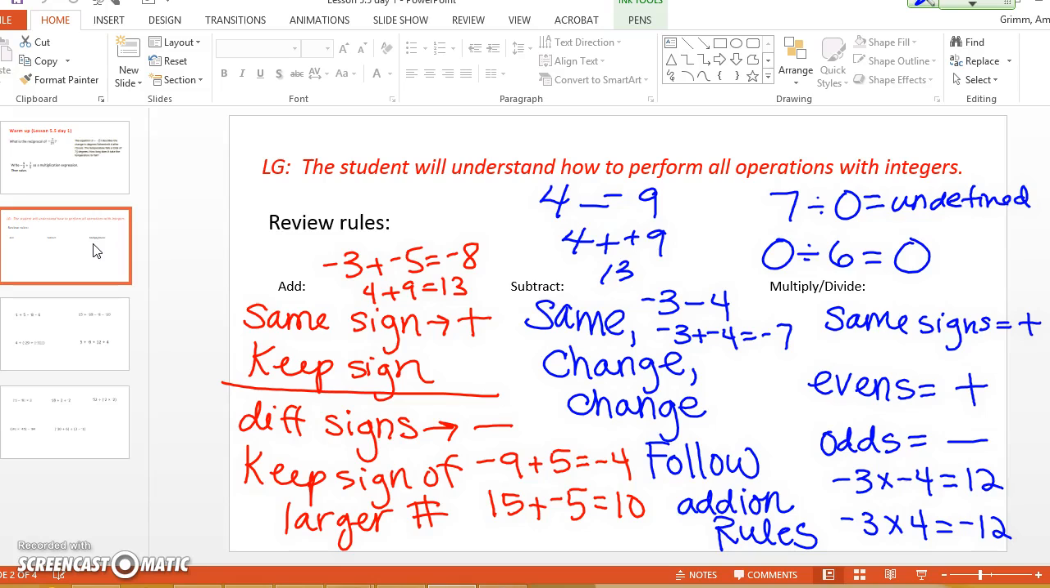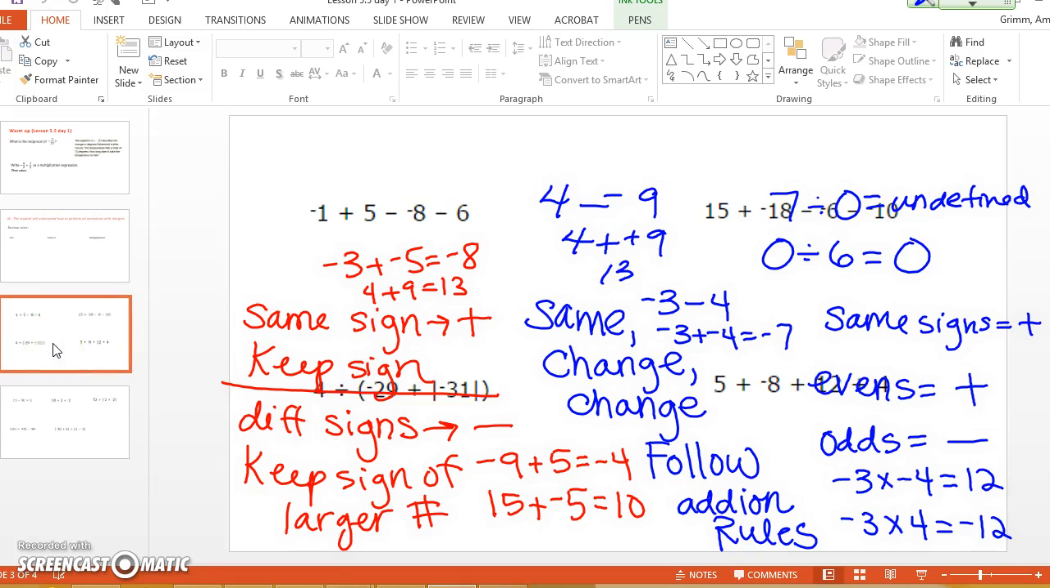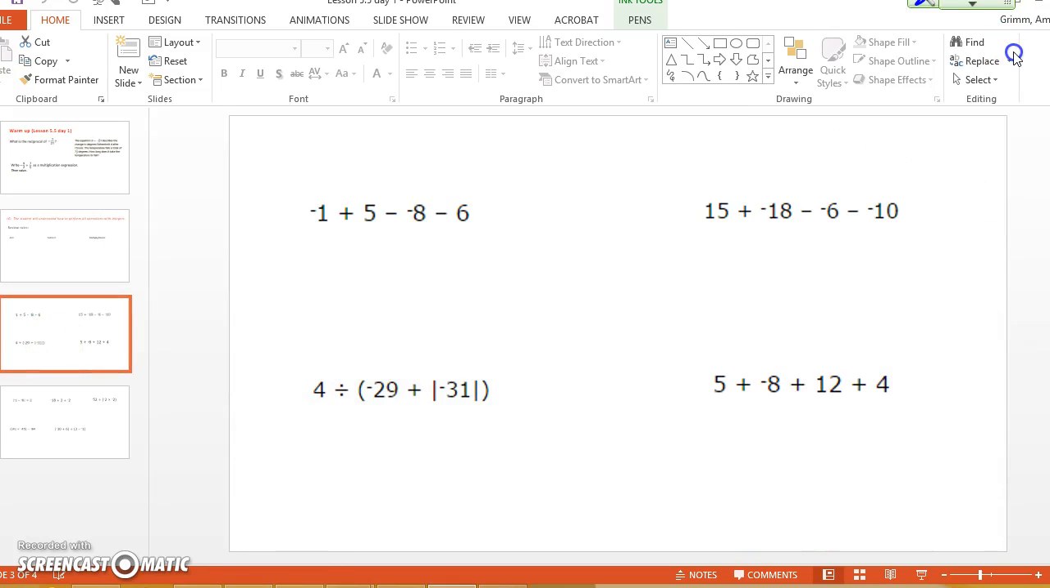All right, so let's use all of these rules now to do order of operations. This is where it gets tricky. Well, you guys should have all that written down. It's in your flip book. Right? Yeah, you have it.